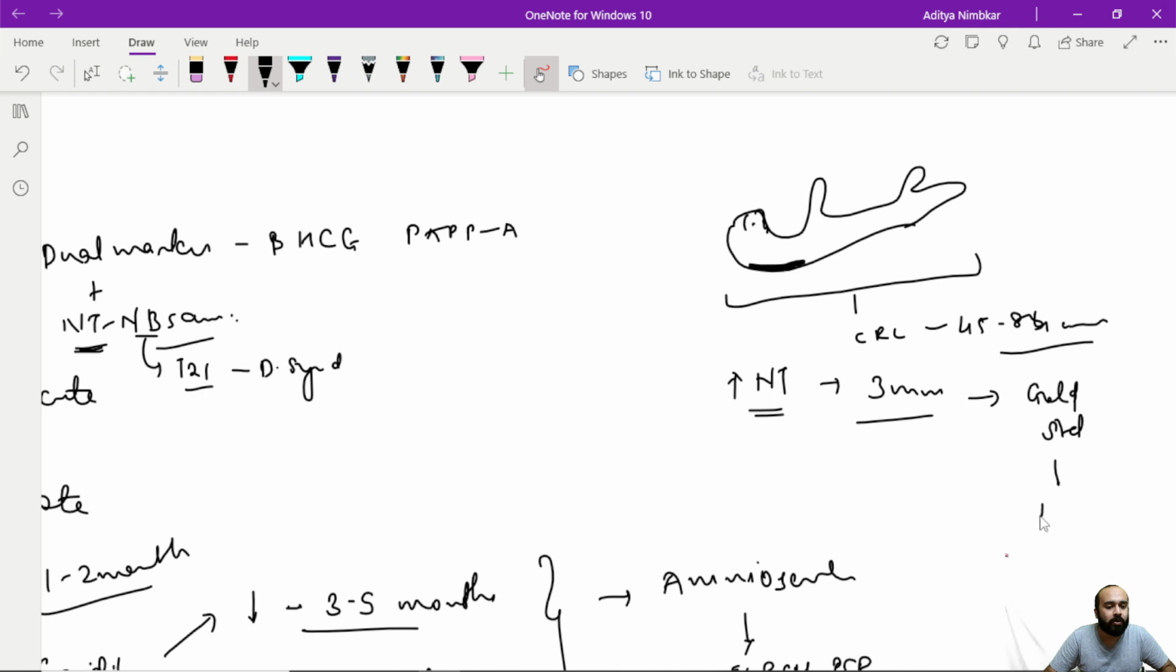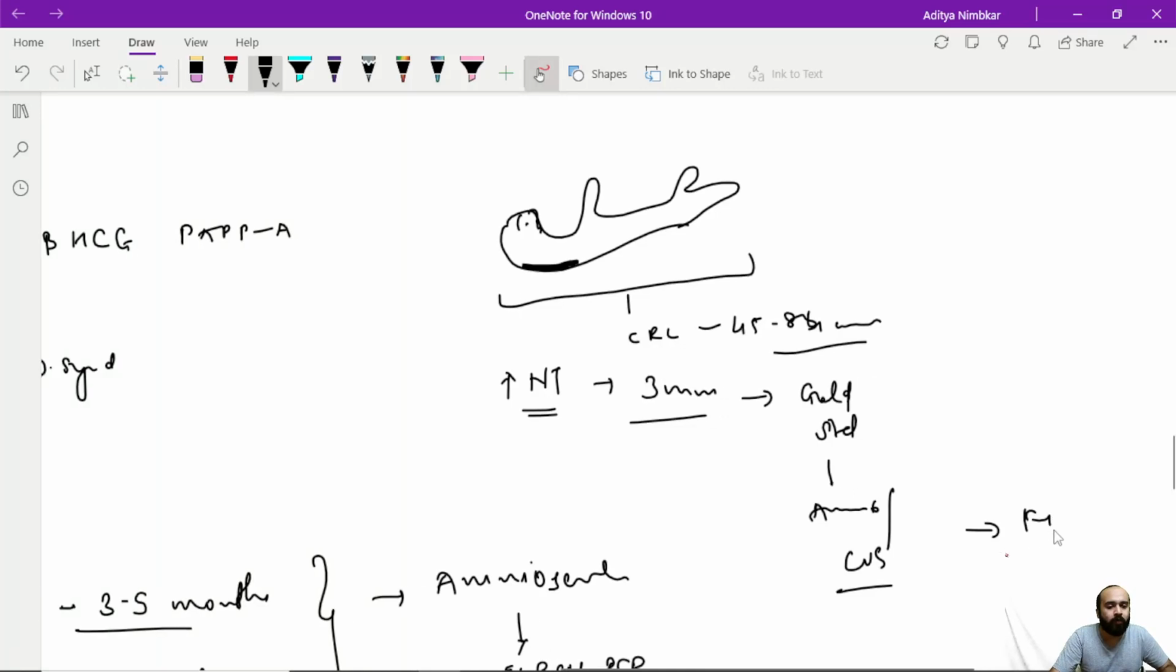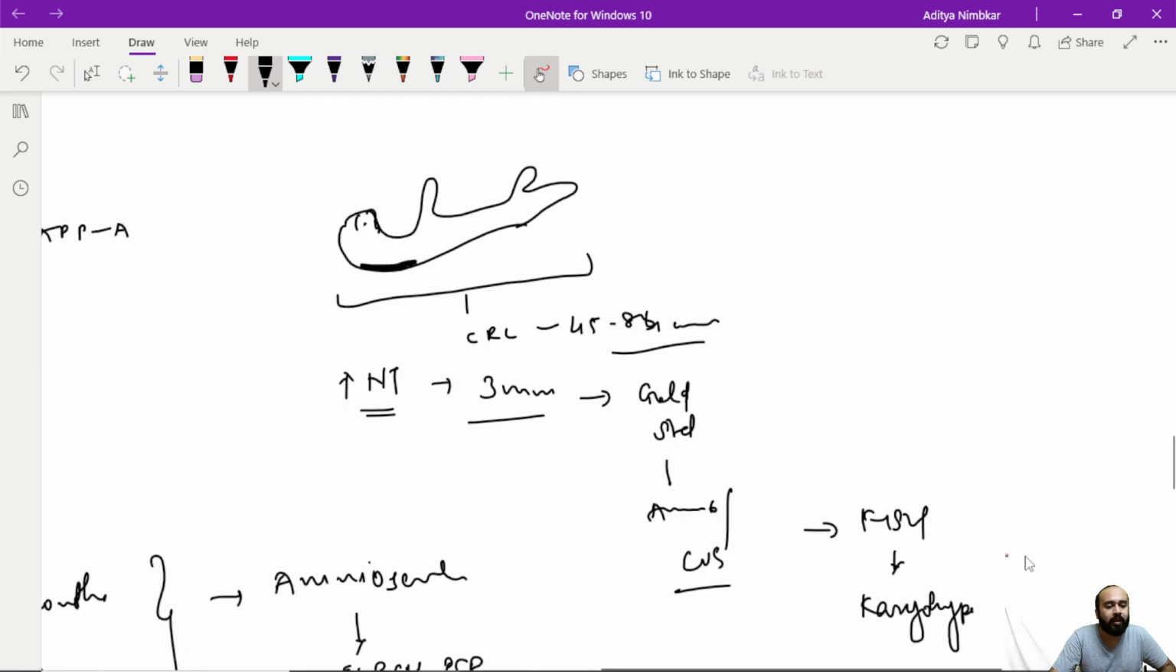And that gold standard test is amniocentesis or chorionic villus sampling, and then with that you will do a FISH, which will give you a report in 2 to 3 days, or a karyotyping, which will give you a better report but will take 8 to 10 days. So FISH is fluorescent in situ hybridization, and karyotyping will check for all your chromosomes. That has to be done for that amniotic fluid. This will give you a diagnosis whether the baby has any congenital abnormality.